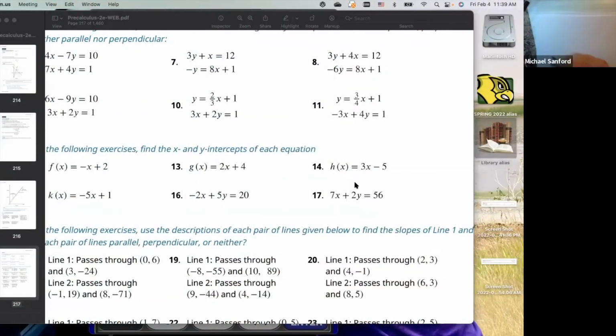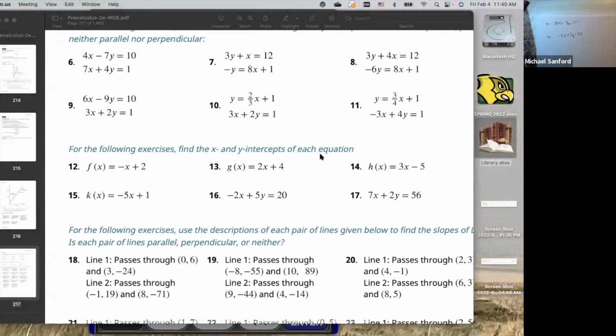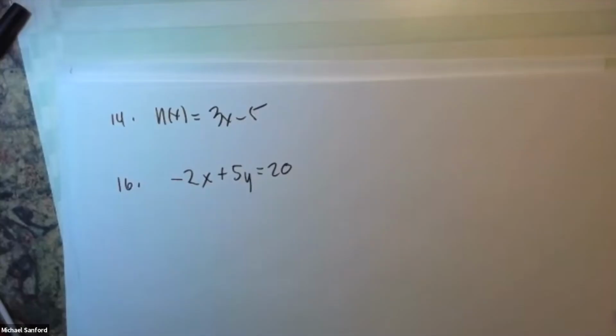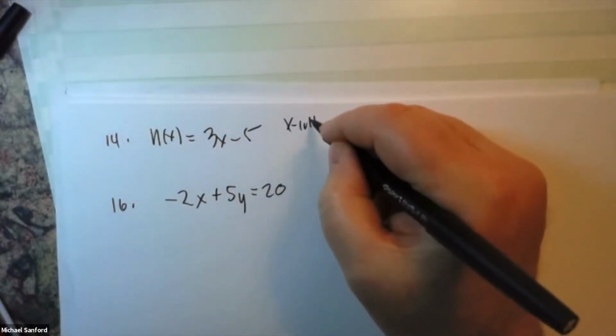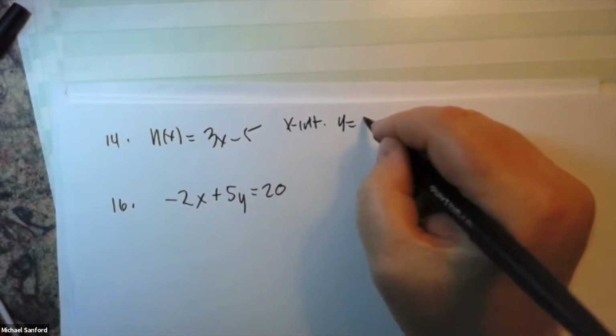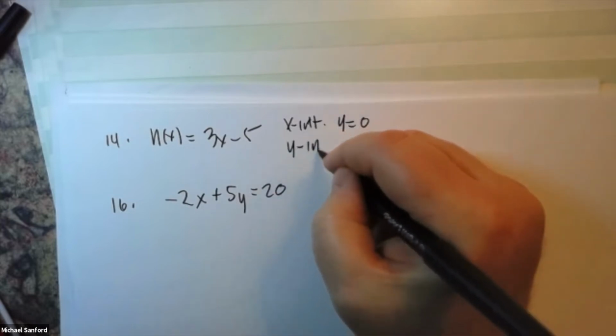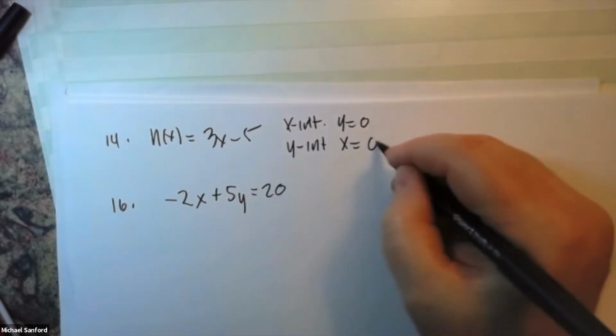Let's do 14 and 16. h of x is equal to 3x minus 5, and 16 is -2x plus 5y equals 20. It says find the x and the y intercepts. All right, x-intercept means that y equals 0, and y-intercept means that x equals 0.